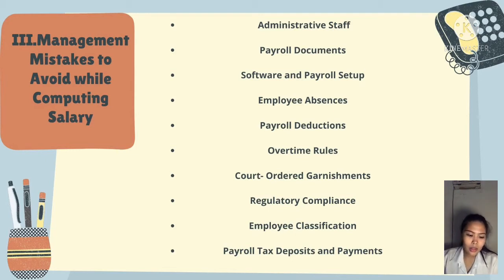And the ninth mistake to avoid is employee classification, because many small businesses use different types of workers. This can include permanent part-time employees, temporary employees, freelance contractors, and vendors. And this variety in worker types and classification can often lead to payroll issues. And the last one is payroll tax deposit and payment.